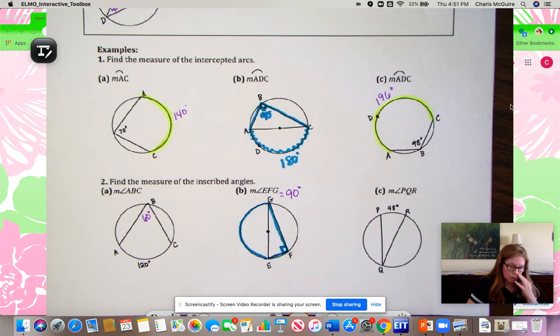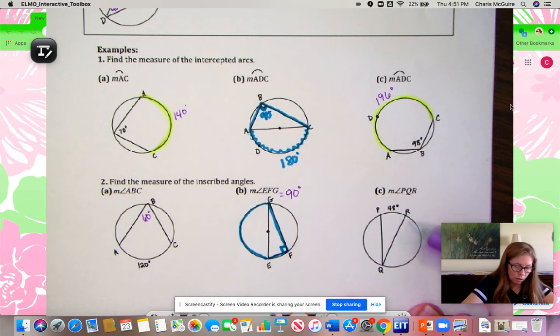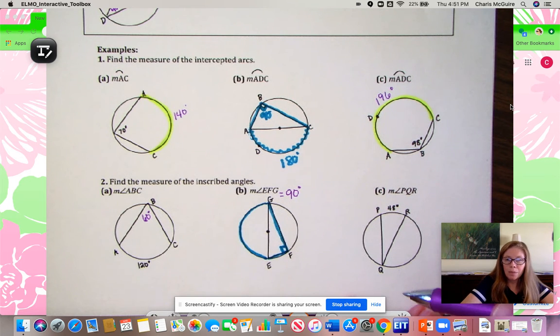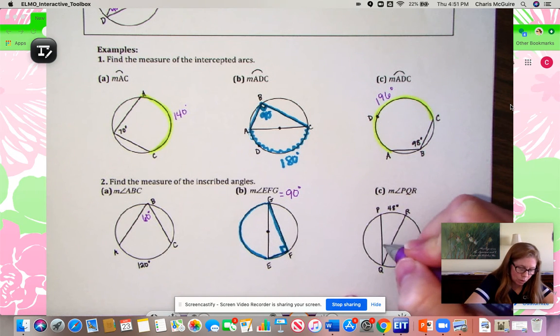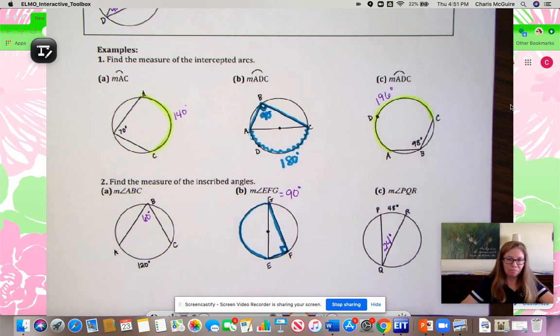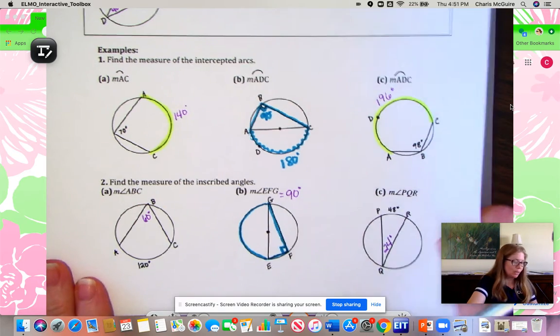And then the last one, angle PQR. I'm sure you can tell me how big that angle is. Half of the 48, which is 24 degrees. All right, let's go to the next page.